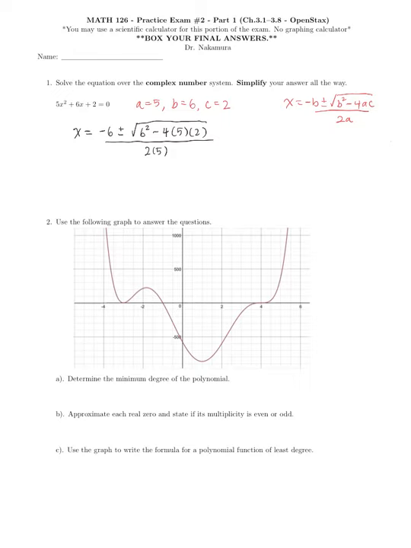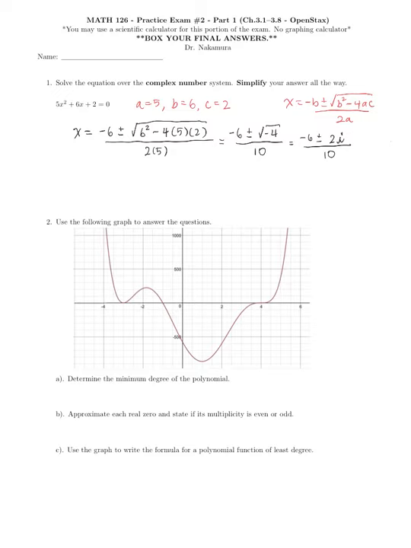All right, now let's keep simplifying. So this is going to equal negative 6 plus or minus the square root of negative 4, whole thing over 10. Now, the square root of negative 4 is the square root of negative 1 times the square root of 4. Now remember, the square root of negative 1 is i. So here what we're going to get is negative 6 plus or minus 2i, whole thing over 10.